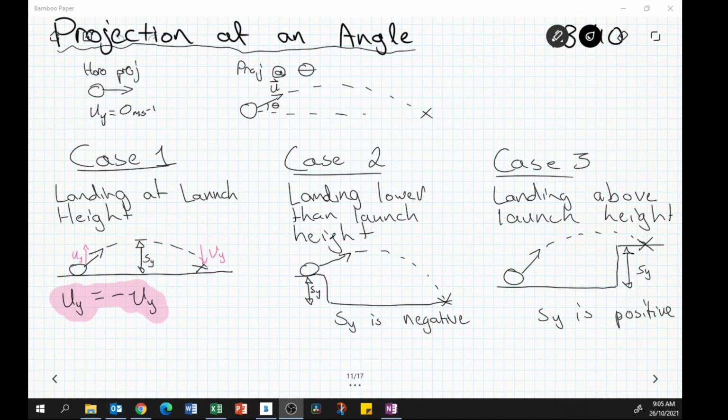So we're going to pick up where we left off with projection at an angle. I know we've done a little bit since then, but what we've done is an experiment on projection at an angle. Specifically, as we've discussed, case 1. We've looked at this scenario now.